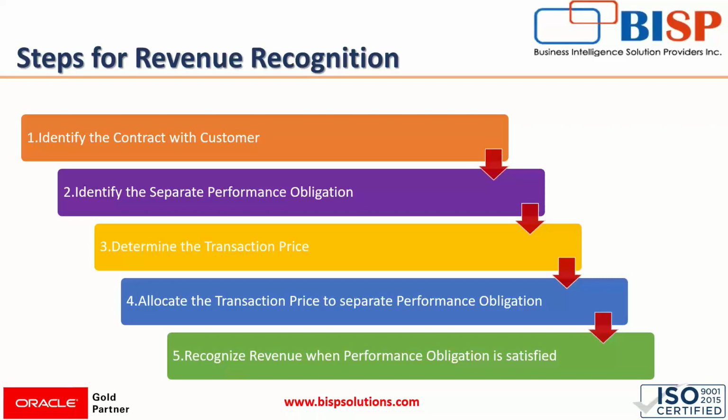And the last step, for the purpose of recognizing revenue: when the performance obligations are satisfied, we can recognize revenue at that time. We can recognize revenue over a period of time or at a point in time. There can be a time frame for it. So what happens when we satisfy the performance obligation, when we finally transfer the goods and services to the customer? At that time we can recognize revenue. So these are the 5 steps that are followed for the purpose of revenue recognition.